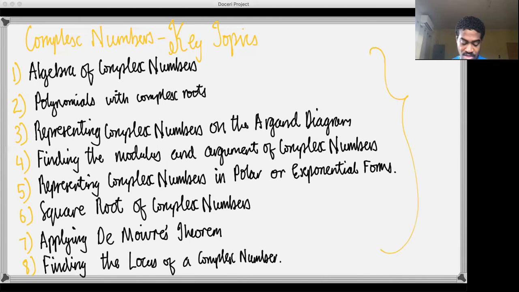So these eight points I deem very, very key in terms of your revision of complex numbers.